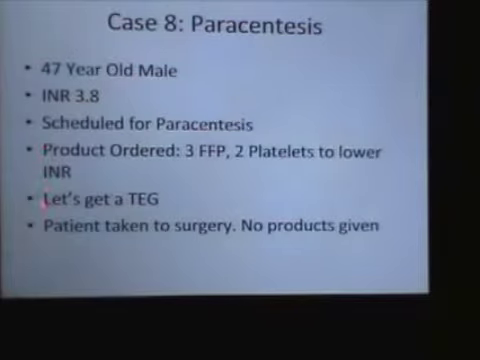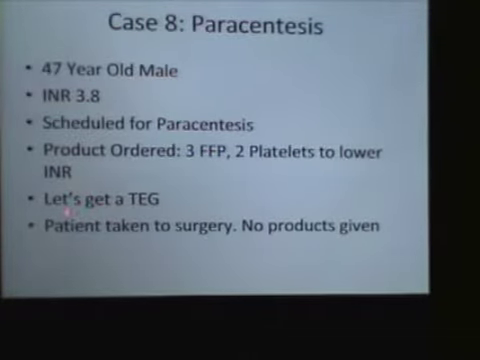Dr. Hewitt, you remember this case? This is when we first started the TEG here. One of the first ones we did. 47-year-old male, INR 3.8. Scheduled for paracentesis. They ordered 3 FFP, 2 platelets to lower the INR so they could take him to surgery in a couple of days. How do platelets lower the INR? I hadn't figured that out.